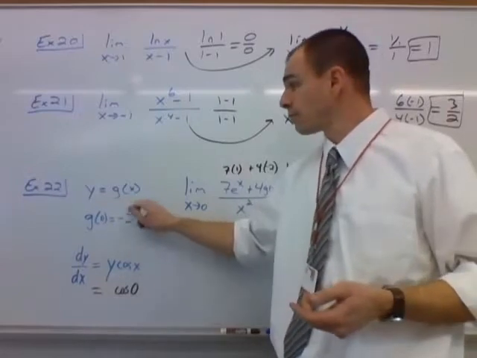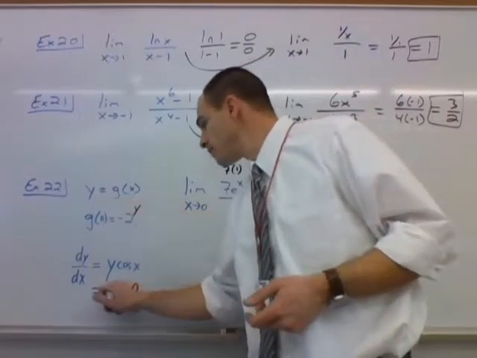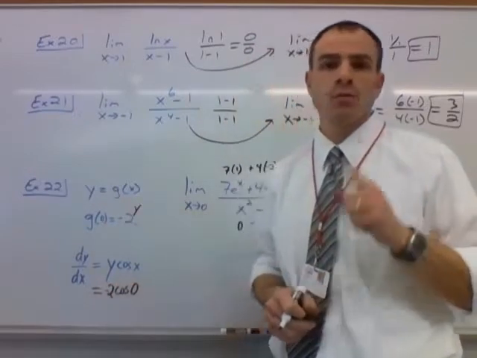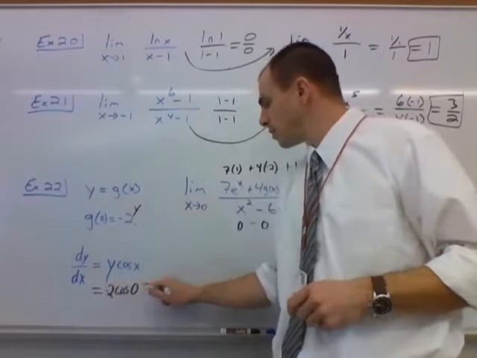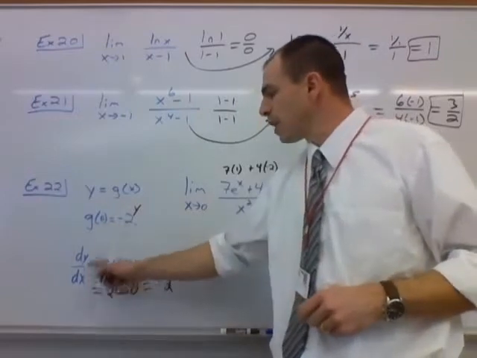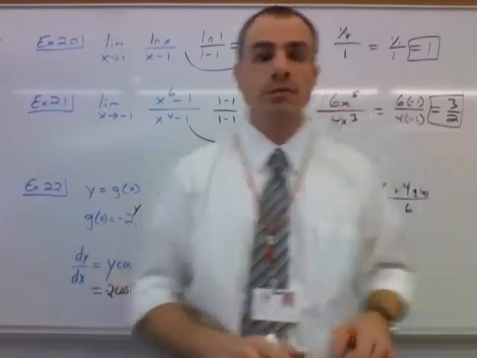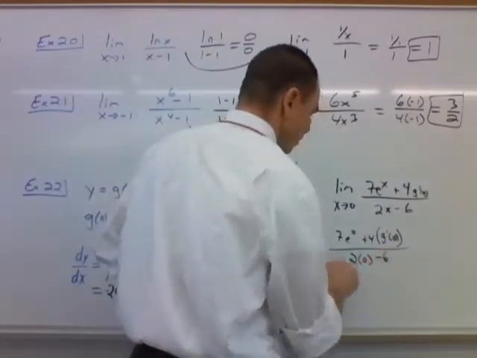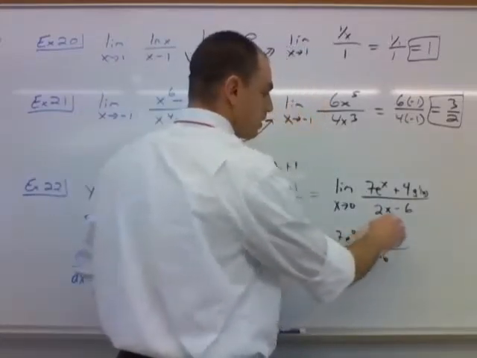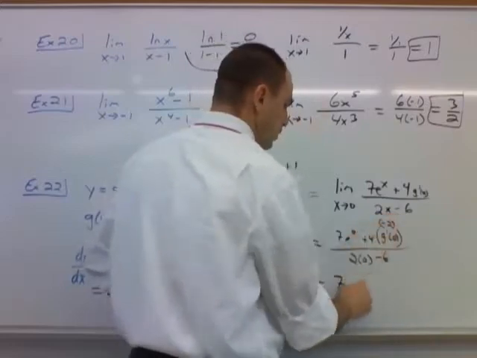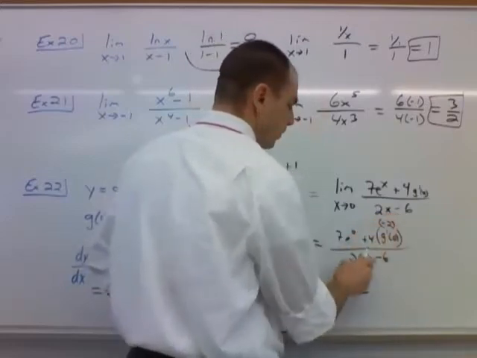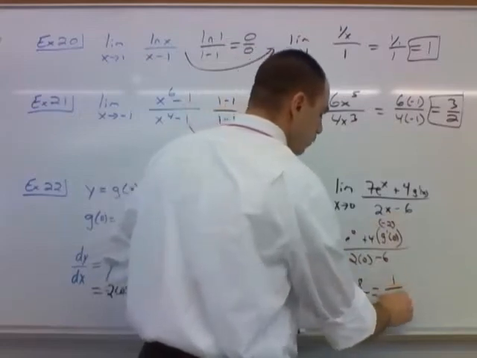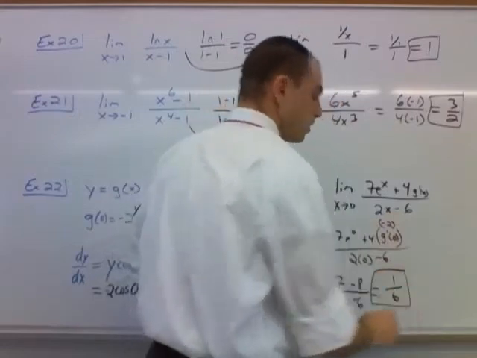That's our y value. So we have -2 times the cosine of 0. What's the cosine of 0? Yeah, it's 1. So -2 times 1 means that the derivative, g prime of 0, is -2. So we have here 7 times 1, and then this we know is -2, so 7 minus 8 over 0 minus 6, which means we have 1 over 6 as our limit.